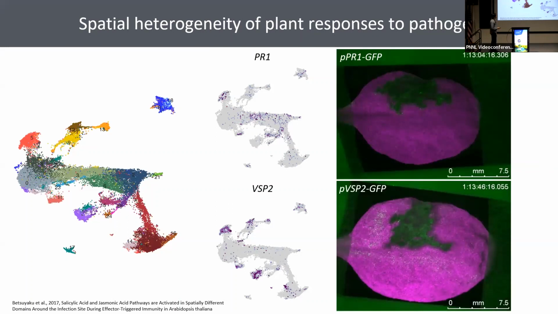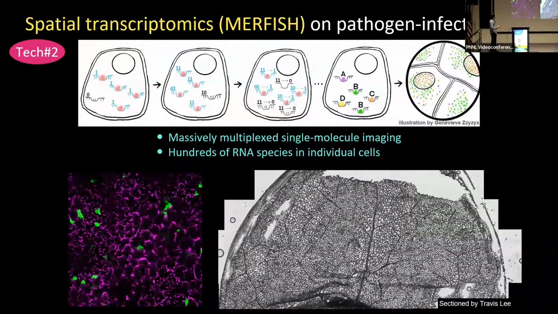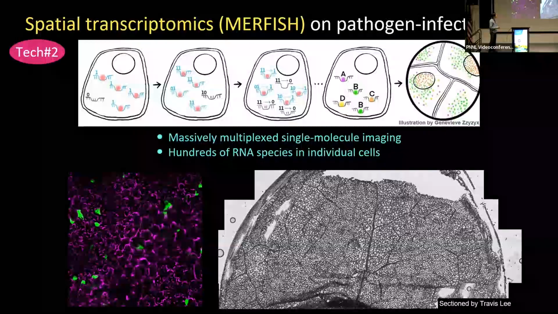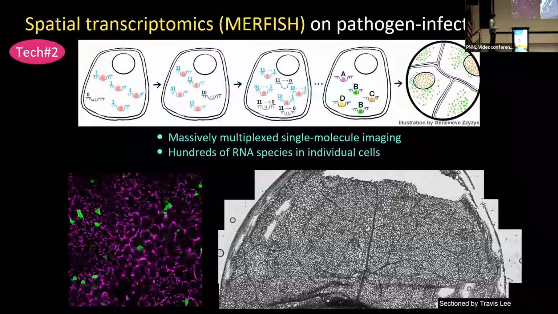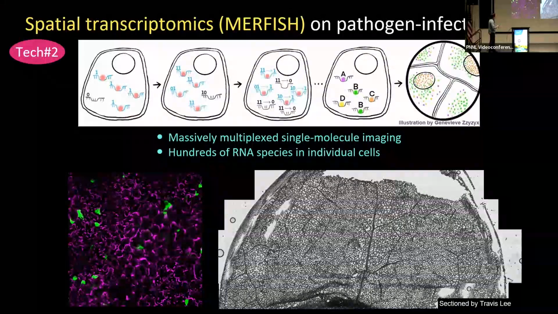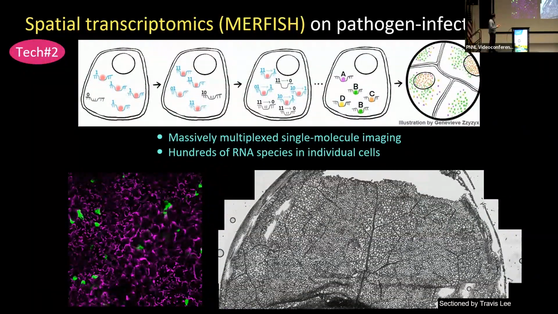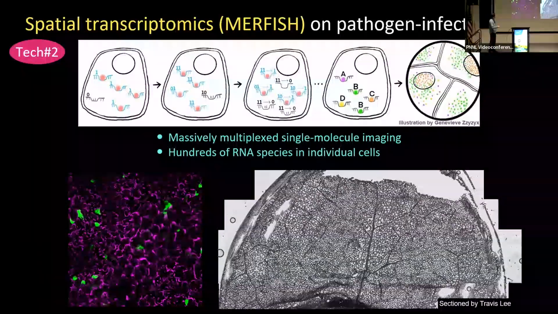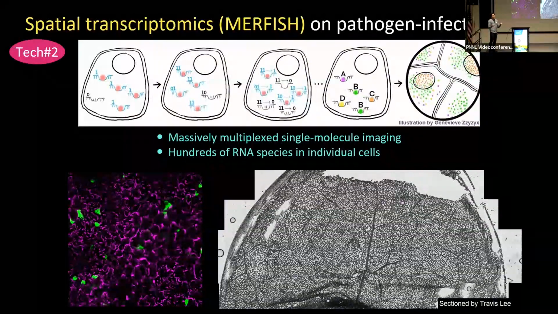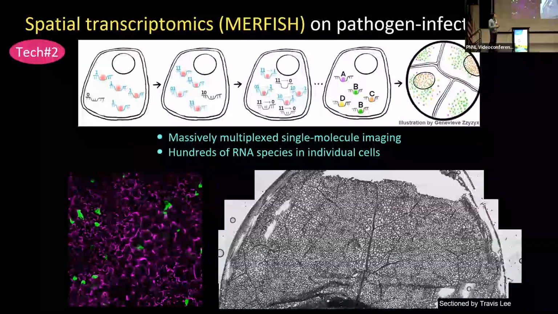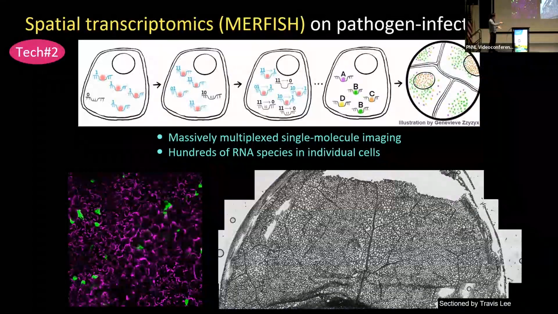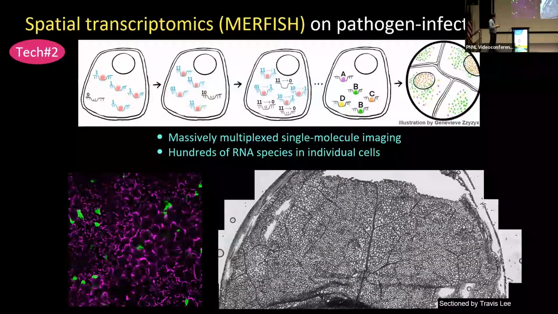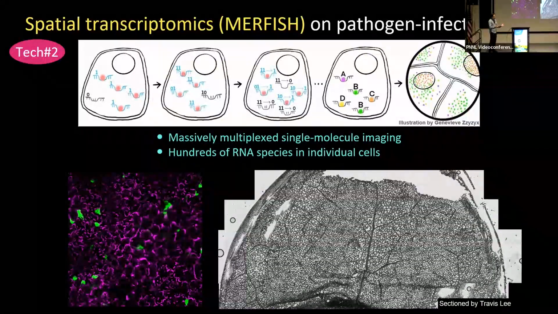That's why we turn to spatial transcriptomics, specifically MERFISH. This is the technology number 2 in this talk. MERFISH is a massively multiplex single molecule imaging analysis that can capture hundreds of different genes at the single cell resolution on the tissue section. So we use the same kind of samples, the pathogen-infected Arabidopsis, at this nice longitudinal section, which is done by my postdoc colleague, Travis, and then applied MERFISH.